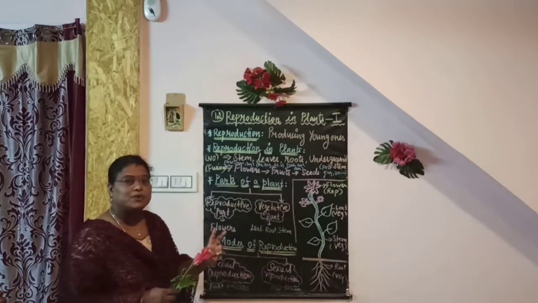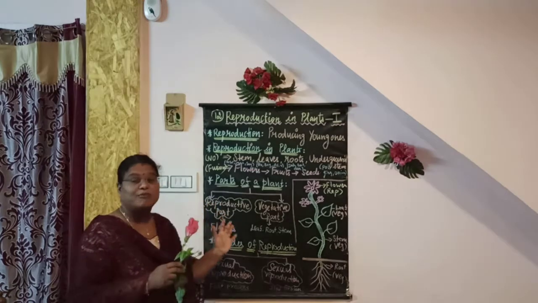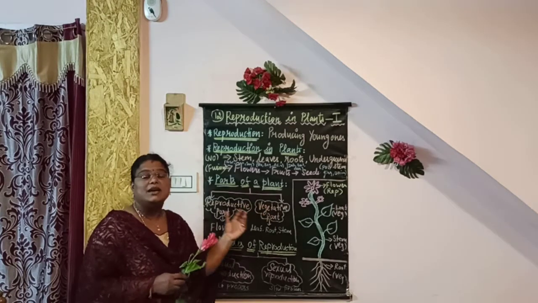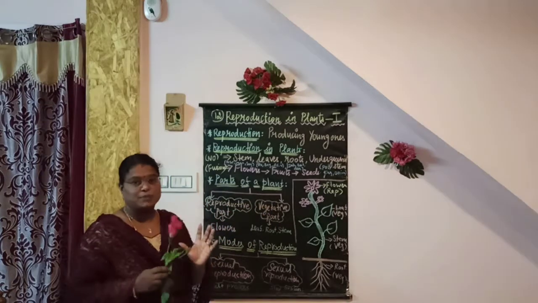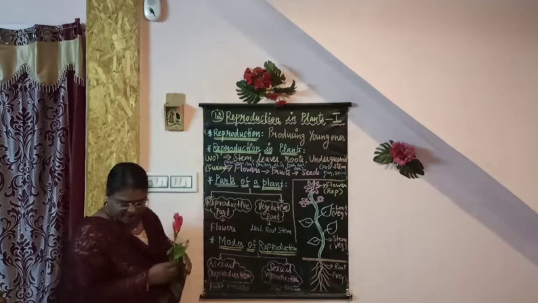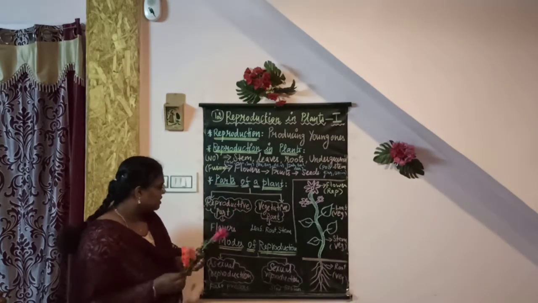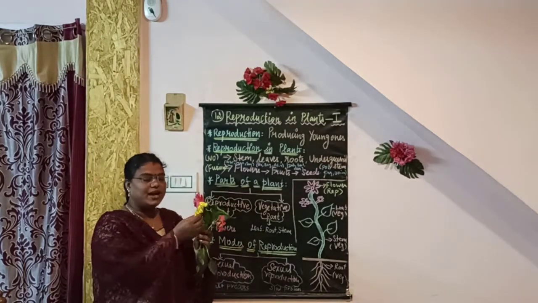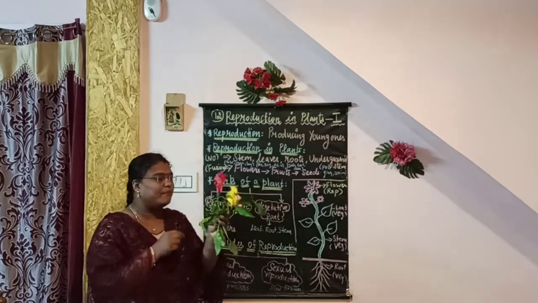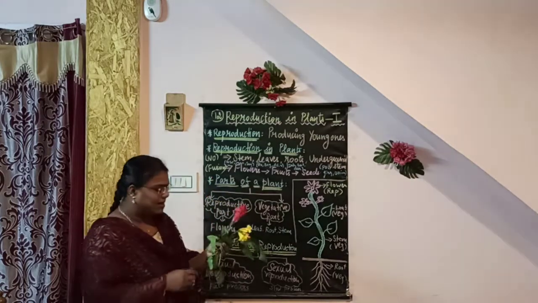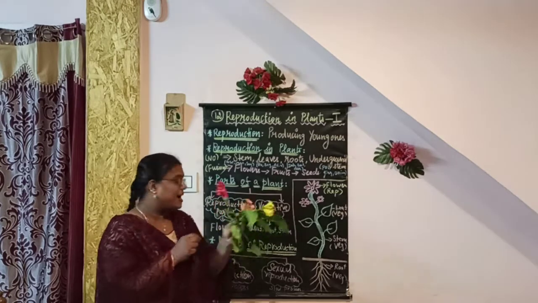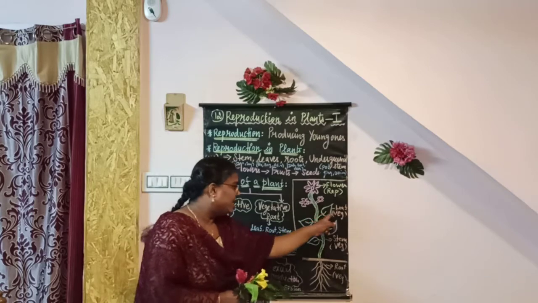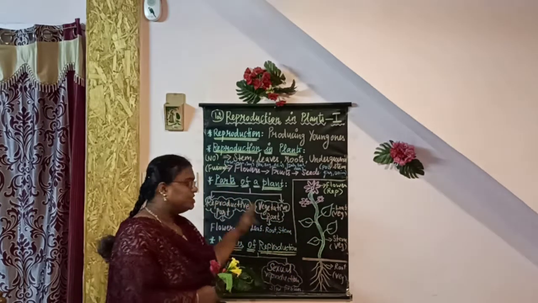So there are two major parts of a plant, that is reproductive part and vegetative part, based on the process of reproduction. Reproductive part is flower. Children, the reproductive part of a plant is flowers. So flowers are the reproductive part of a plant, and the vegetative part of the plant is leaf, stem and root. See, flower is the reproductive part, and leaf, stem and root are all vegetative parts.